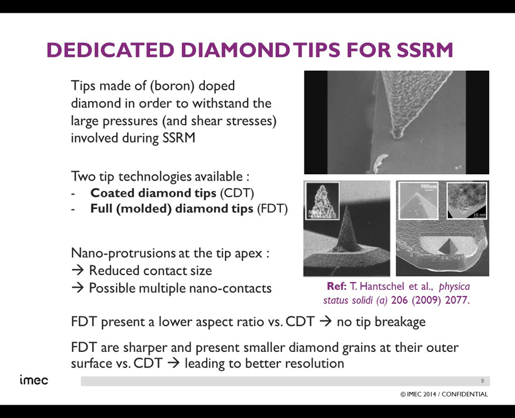This is not a coating of diamond on top of an existing tip. It is really a mold that we make, which is very sharp. And then we fill this mold with diamond. So the diamond that we use to make the contact is actually the first diamond that has been deposited, which is composed of much smaller grains. So we are able to get smaller grains, and hopefully if we can make the contact with one of these grains, we are able to get very high resolution.